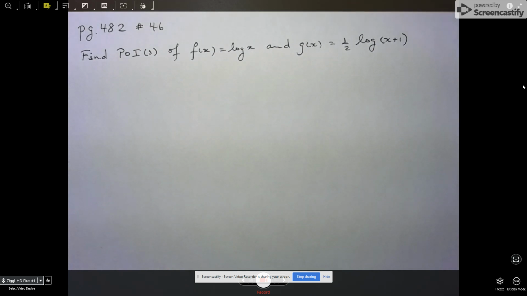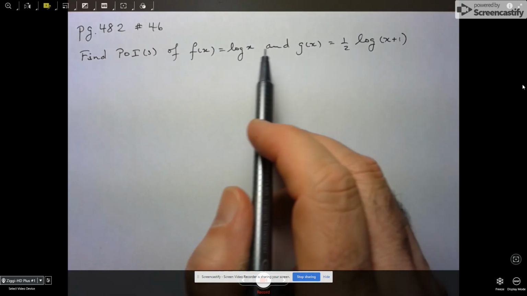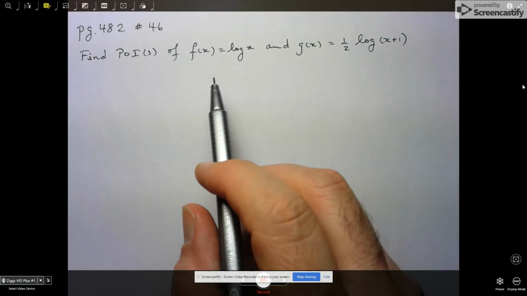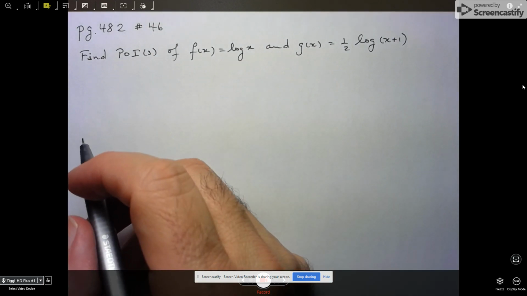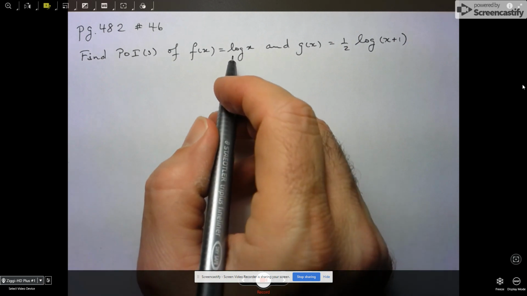Hi folks, we're going to take a look at page 42, number 46 on the course review. They want us to find the point or points of intersection between these two functions here, both logarithmic functions. In order to do that, we're going to equate the two y values since we're looking for points of intersection, so the x's and y's are assumed to be the same. So let's equate these two.